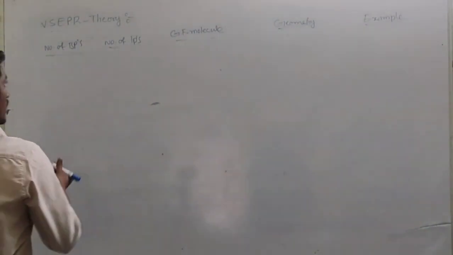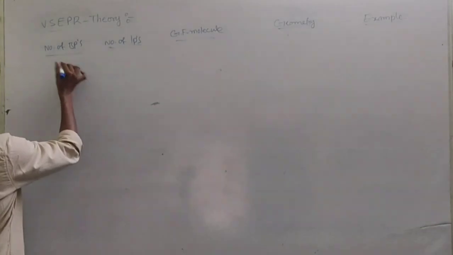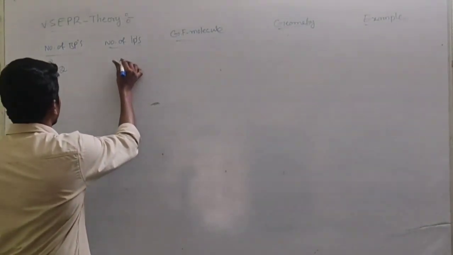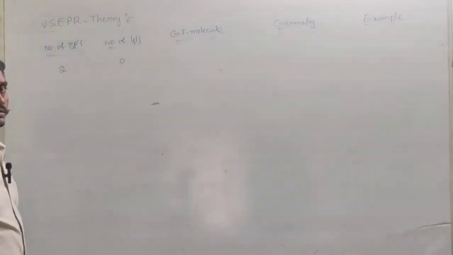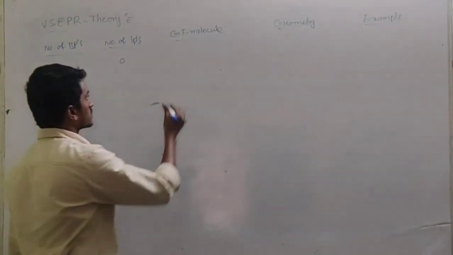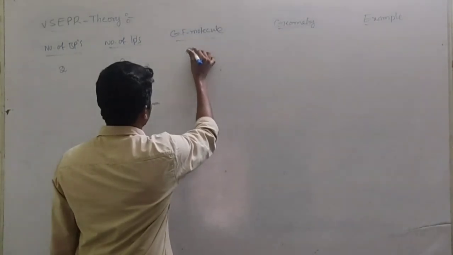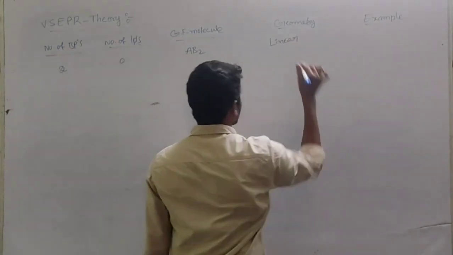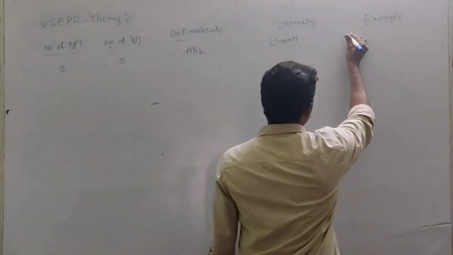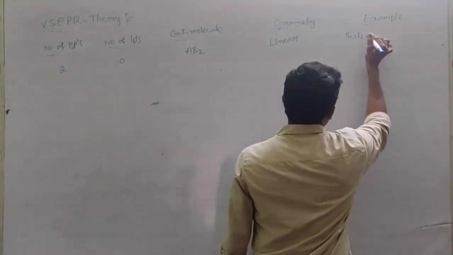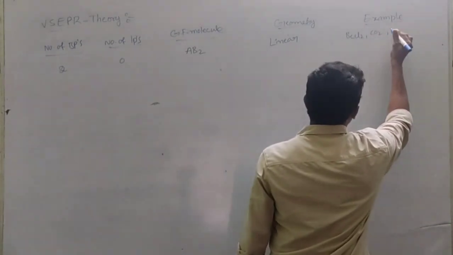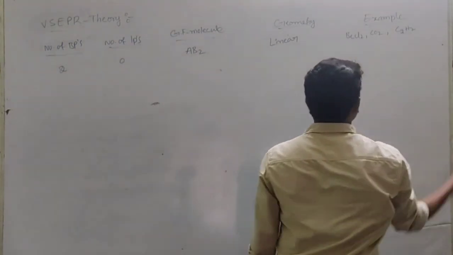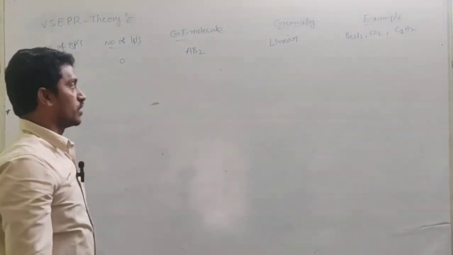So first I'm taking with least number of lone pairs. So any molecule has two bond pairs and zero lone pairs, that general formula is represented as AB2. General formula ni AB2 లాగా రాస్తాం. లీనియర్ జామెట్రీ ఉంటుంది. ఎగ్జాంపుల్ వచ్చేసి బెరీలియం క్లోరైడ్ అండ్ CO2 and acetylene C2H2. So these are the examples for the linear geometry.